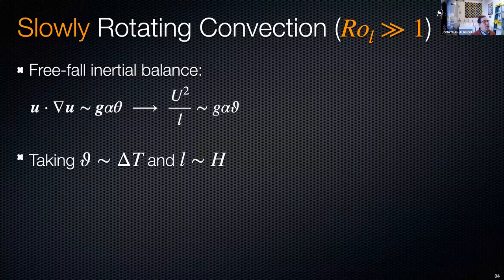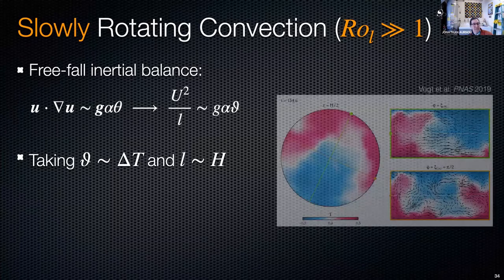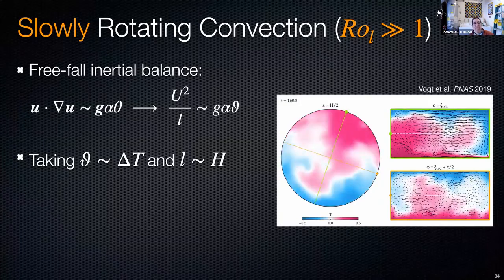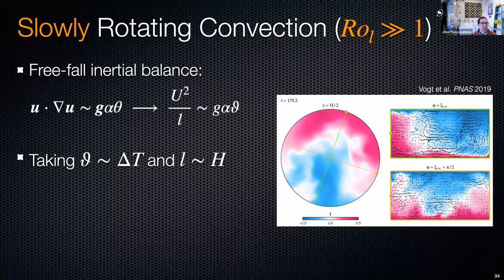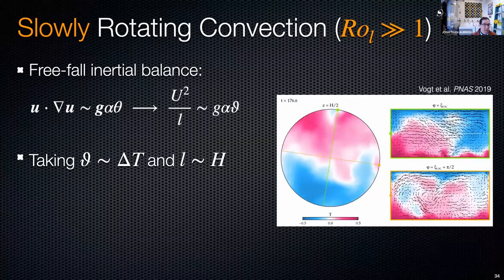Okay. And so we're going to assume in the slowly rotating universe that theta scales roughly as delta T, and L is about the system scale. And where am I getting that from? Well, that's been found in many, many non-rotating convection simulations and studies and experiments.